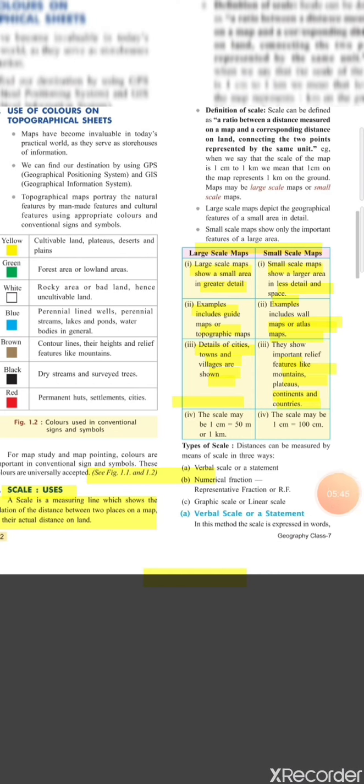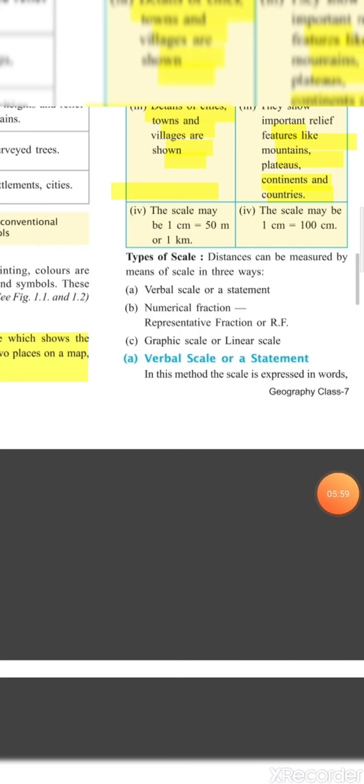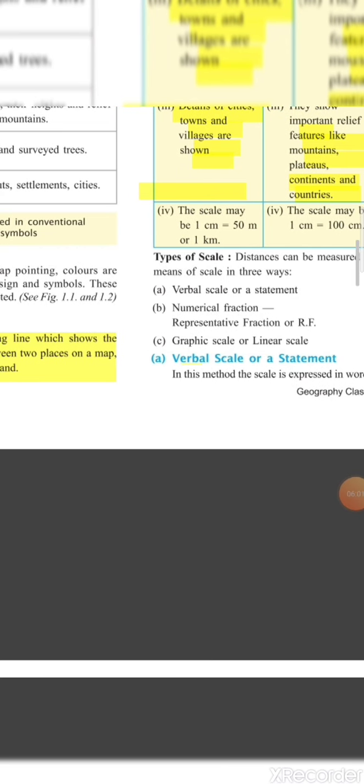Next topic is types of scale. There are three types of scale. First one is verbal scale. Second one is representative fraction or RF. Third one is graphical scale. So let's move to verbal scale.